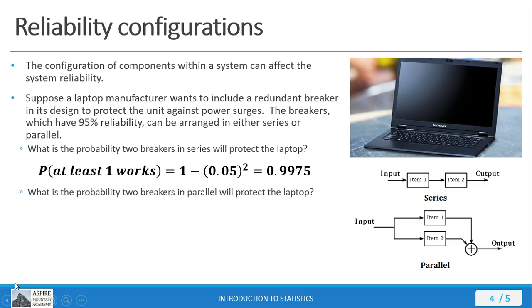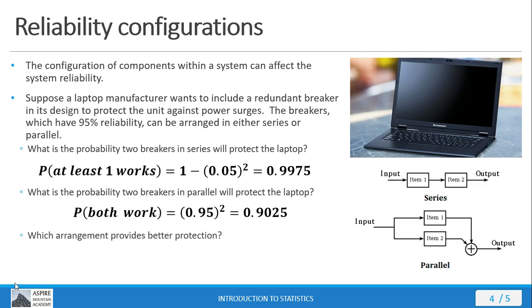If we put them in parallel, the probability will change, okay? Because then both have to work in order to protect the unit. So we just multiply the 0.95 together and that gives us our reliability. So which arrangement provides better protection? Obviously the one with the higher reliability, so it's going to be the series and not the parallel.